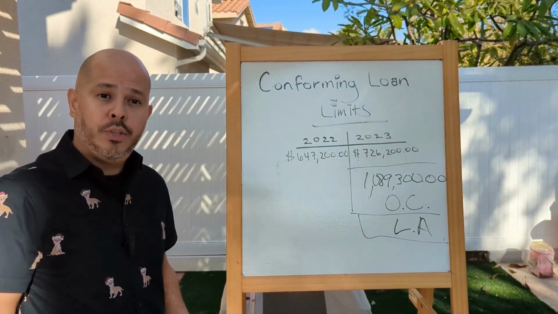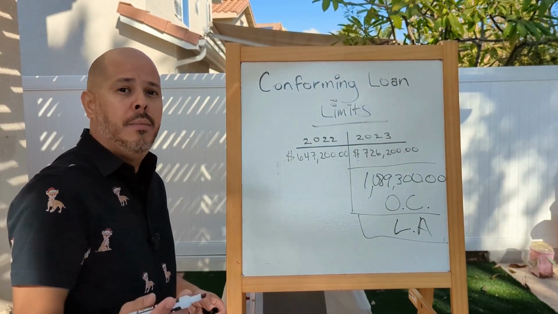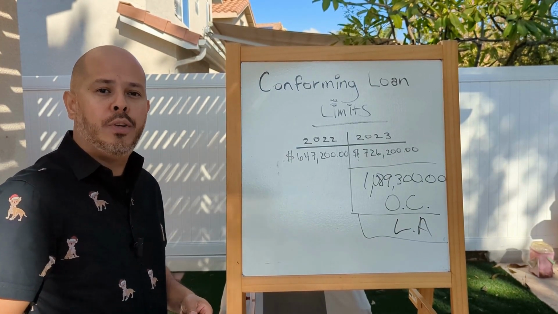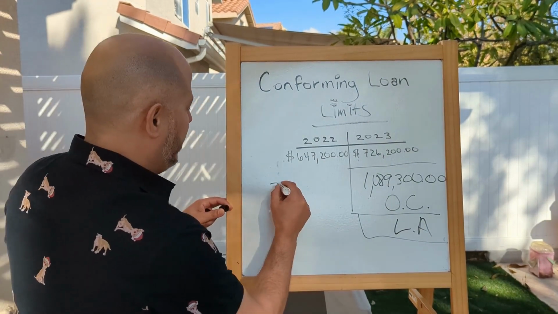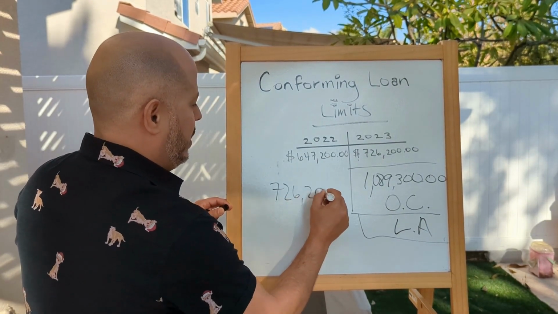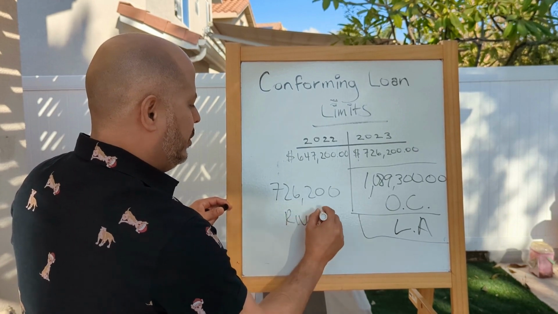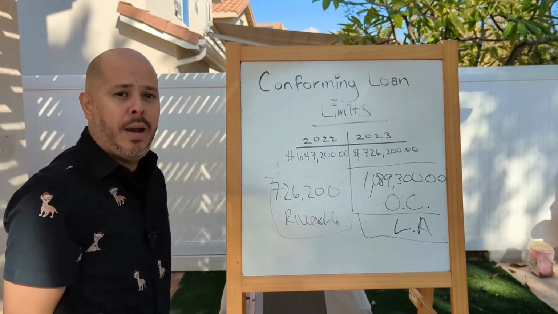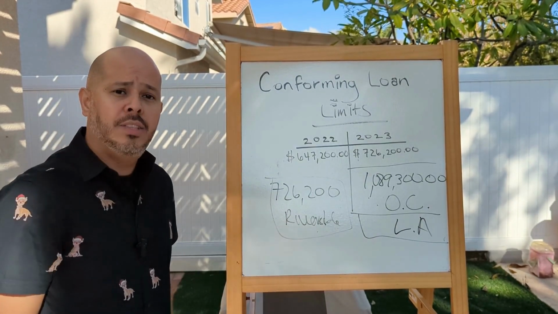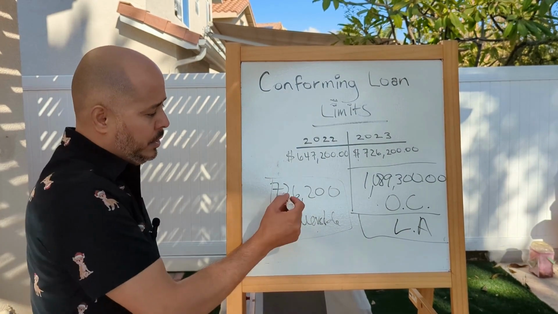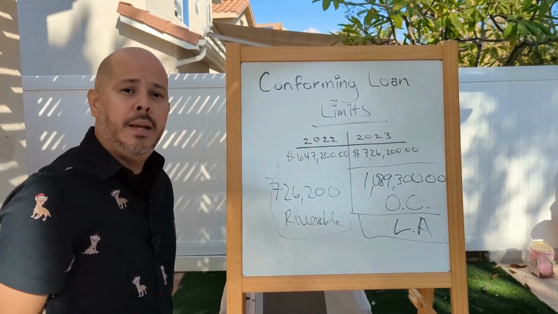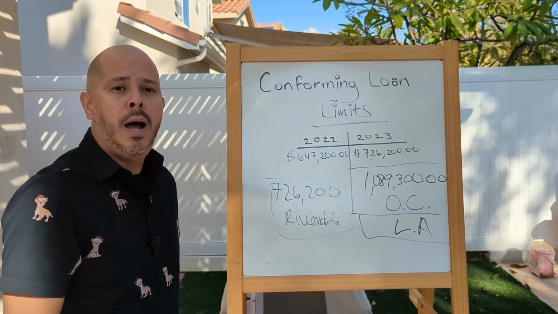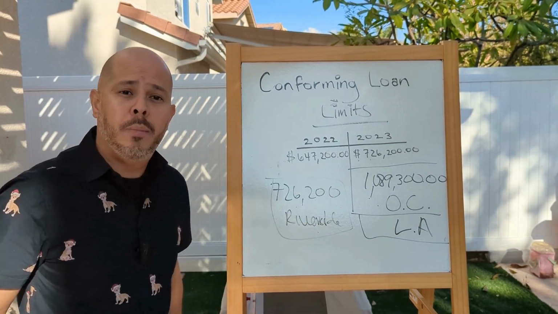Like, let's say, for example, Riverside, which is not as high-priced, the maximum or highest loan amount in the county of Riverside will be $726,200. This is for Riverside. This is just to give you some idea of the difference between what high-priced areas are. Riverside is not considered a high-priced area, so they maintain the median amount. And some areas that are priced lower, they do have lower loan limits. So that is what conforming loan limits is all about.